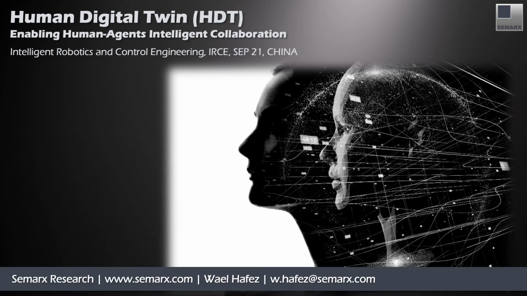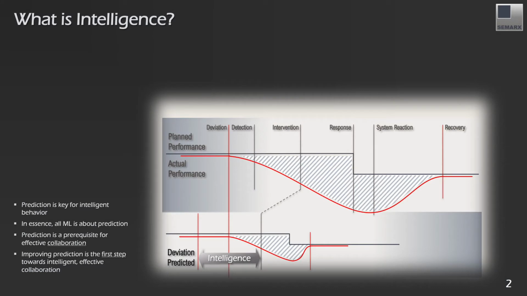Hi, this is a presentation about a new technology, the Human Digital Twin, to enable intelligent environments, specifically how humans and agents interact in such intelligent environments. In order to enable intelligence, we need to have a concept. What do we mean by intelligence?